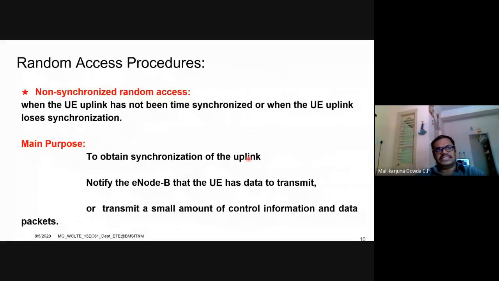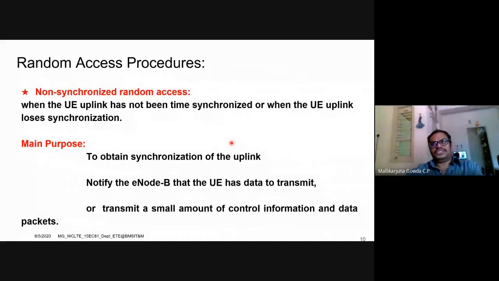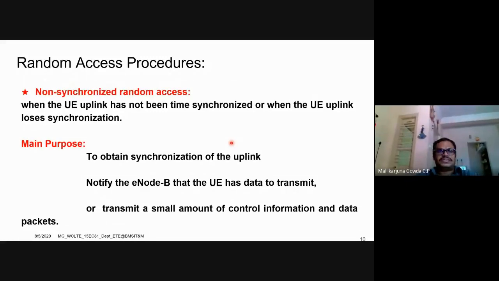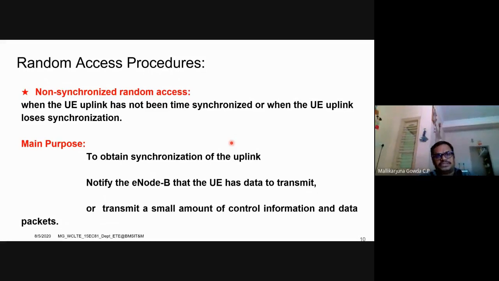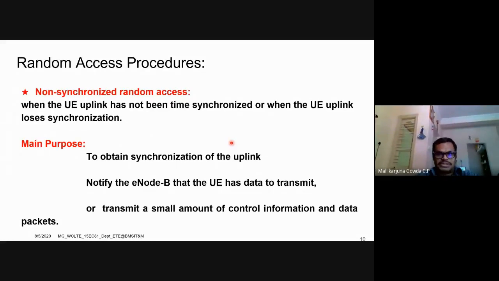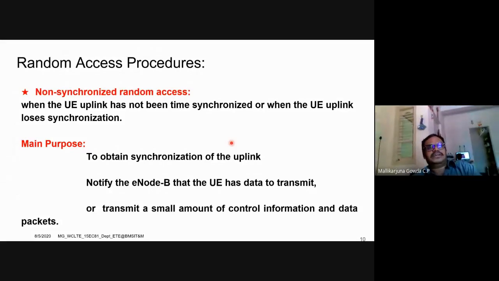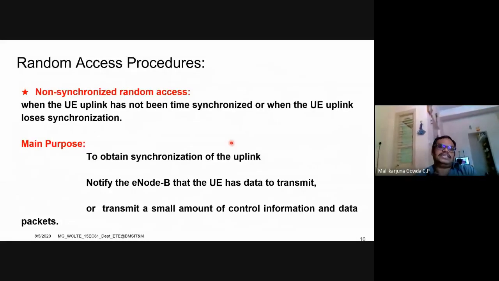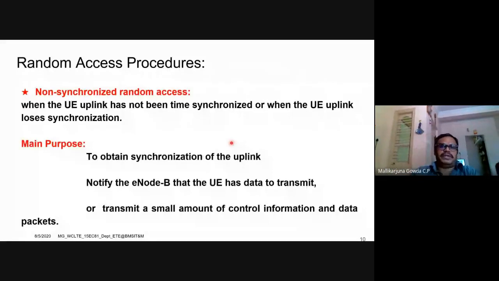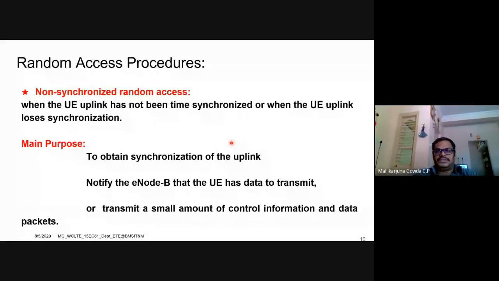See, after cell search procedure, only the downlink is synchronized, not the uplink. To make uplink synchronization, we have to go for this random access procedure. I hope you understand, whoever is listening. So I said the non-synchronized random access is used when the user equipment uplink has not been time synchronized, or when the user equipment uplink loses the synchronization.